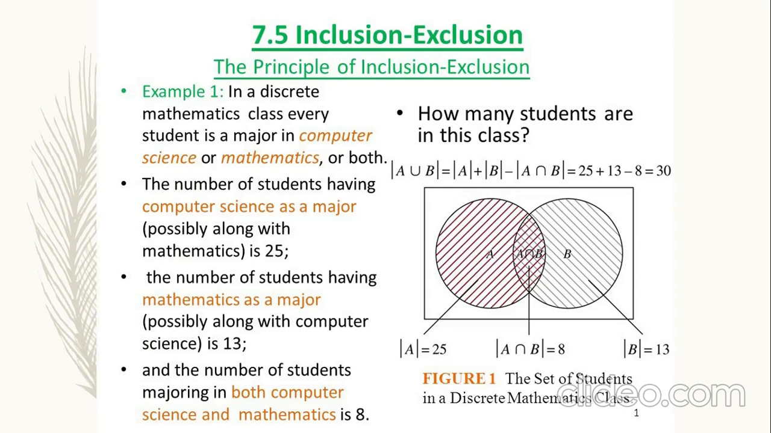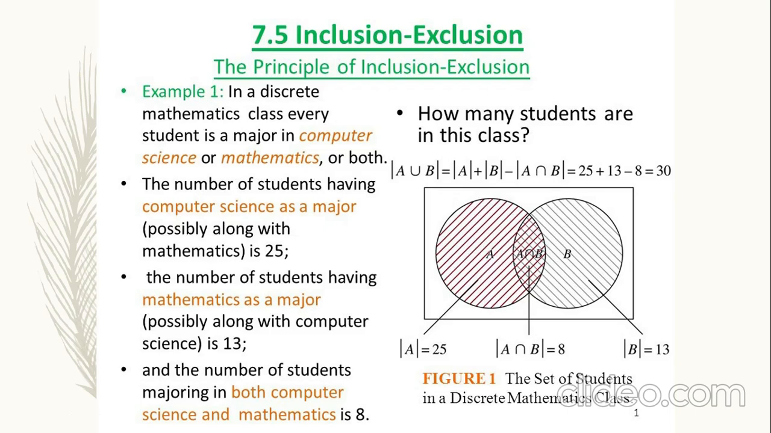Okay, example. In a discrete mathematics class, every student is a major in computer science or mathematics or both. And the number of students having computer science as a major, possibly along with mathematics, is 25. The number of students having mathematics as a major, possibly along with computer science, is 13. And the number of students majoring in both computer science and mathematics is 8. The question, how many students are there in this class?